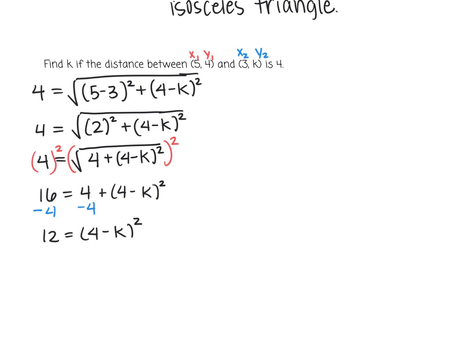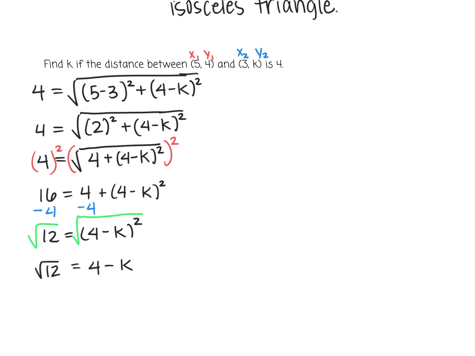Right? Now I have a squared I want to get rid of, so I'm going to take the square root of both sides. Now typically, when I take the square root, I have to have a plus or minus. But since distance can't be negative, in this case I'm going to leave it as the square root of 12. And then it equals 4 minus k.